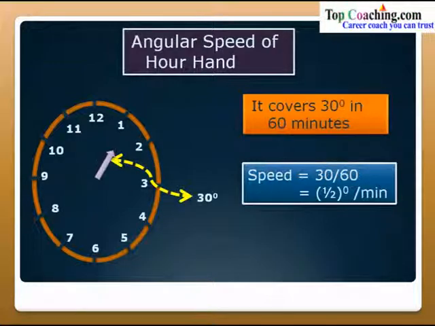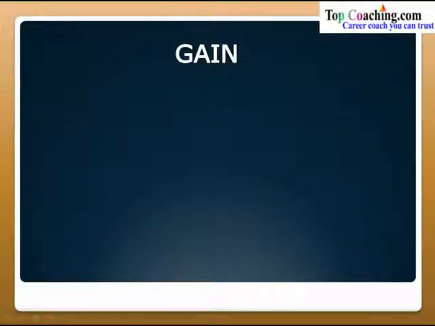Thus, the angular speed of the minute hand is equal to 6 degrees per minute, and the angular speed of the hour hand is equal to 0.5 degrees or 1 by 2 degrees per minute. Now we have clearly seen that the angular speed of the minute hand is greater than the angular speed of the hour hand. But by how much? Let's try to find that.